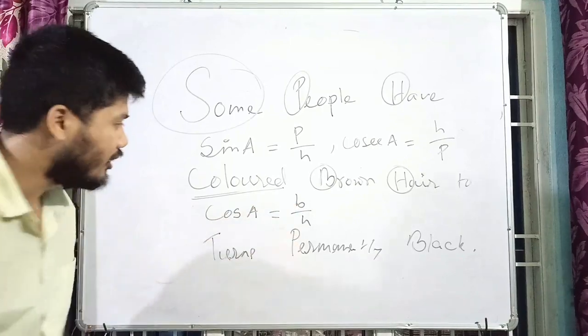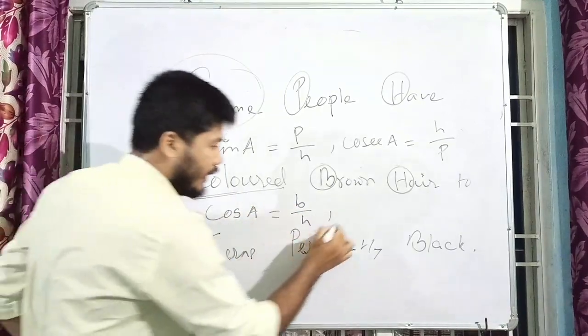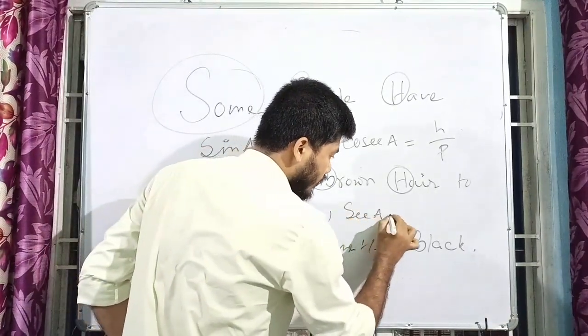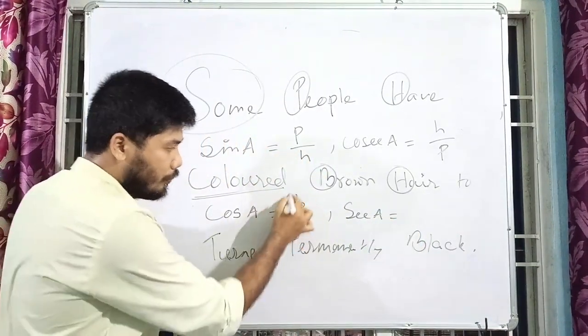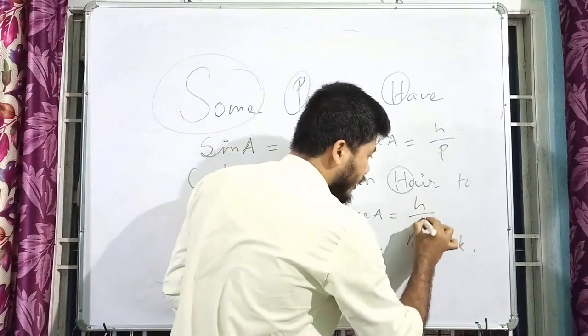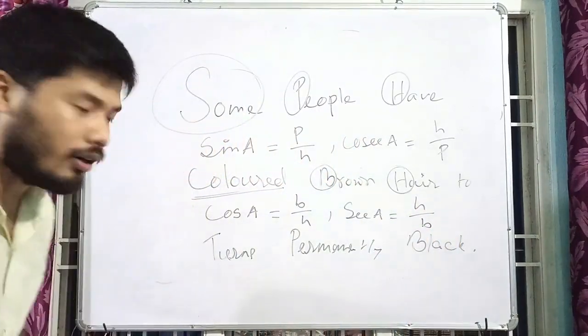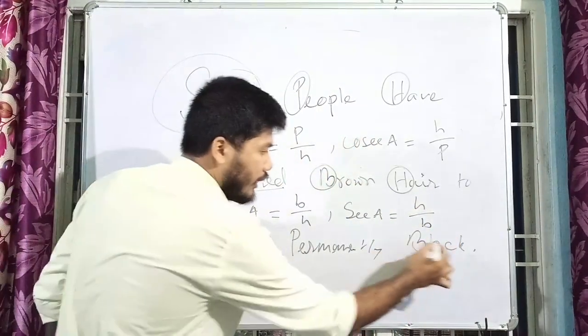Colored brown hair. What is the opposite of cos A? Sec A. And what is it? Opposite or reciprocal of cos A. So B by H, that is H by B. Taking the reciprocal gives it. Turns permanently black.